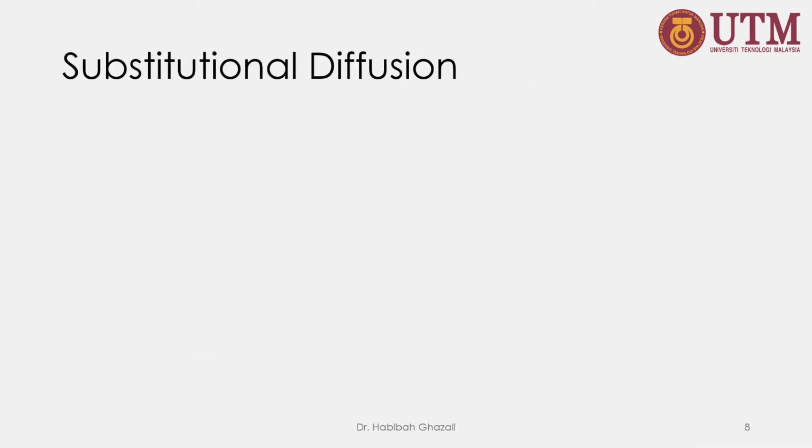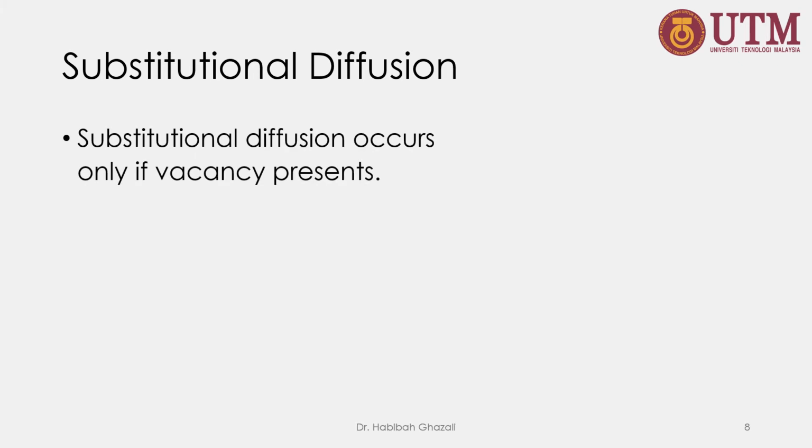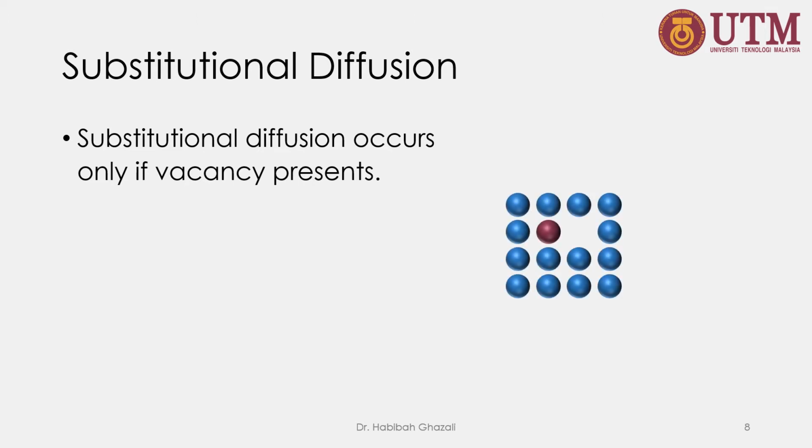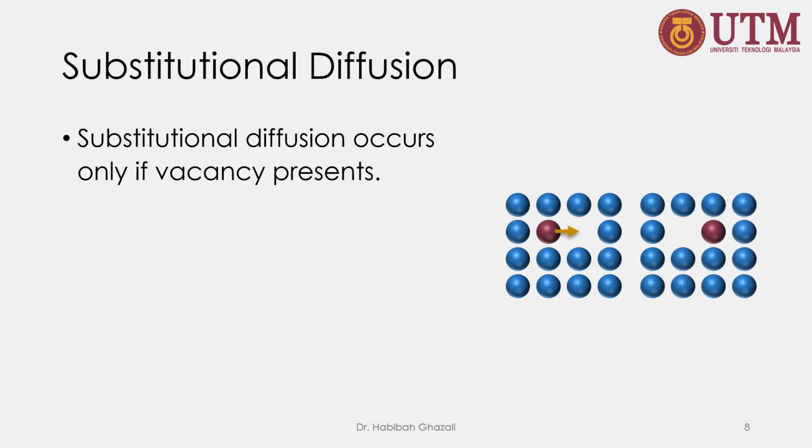Substitutional diffusion occurs only when there's a vacancy inside the crystal structure. So the movement of an atom from one side to another is only allowed when there is a missing atom inside the crystal structure. So the adjacent atoms can now move from one side to another side, leaving another vacancy in the crystal structure where another atom can move. So just to recap, a vacancy is a missing atom in the crystal structure.